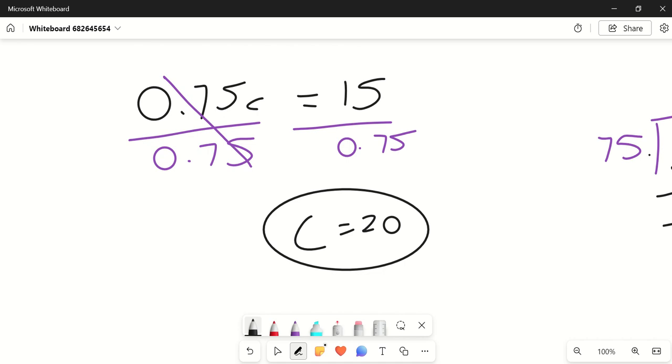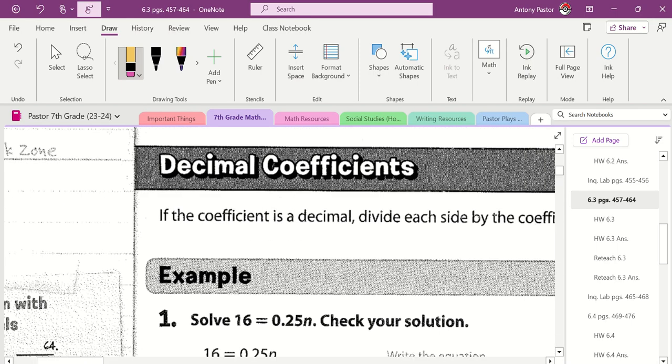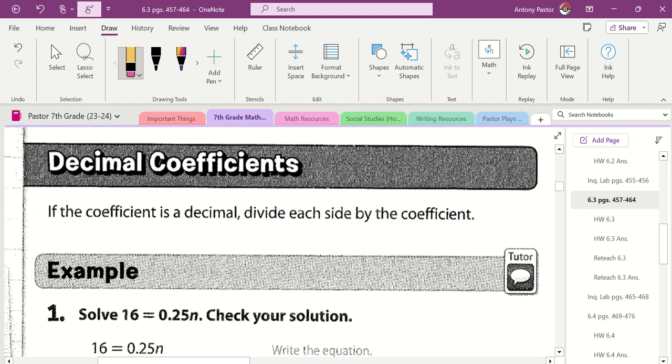All right, and then we have a few things we need to go over. Okay, first thing, decimal coefficients. This needs to be in your notes. If the coefficient is a decimal, divide each side by the coefficient. Pretty simple. So again, when you have a decimal, you divide each side by the decimal to undo it, and then you guys know the rules of dividing by decimals. Remember, if the divisor is a decimal, it needs to be a whole number.